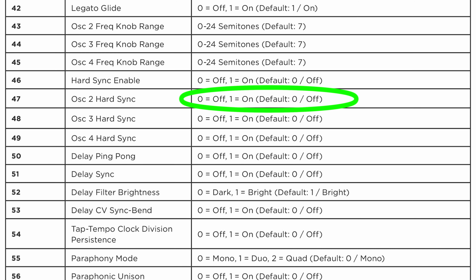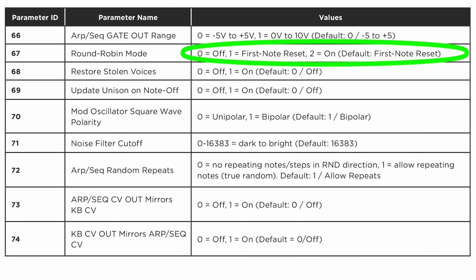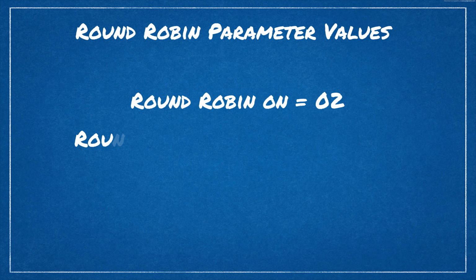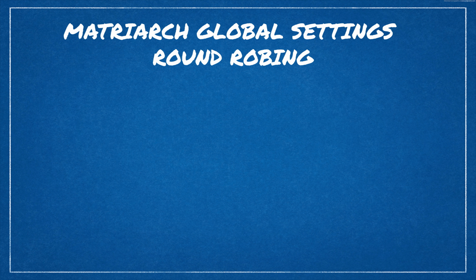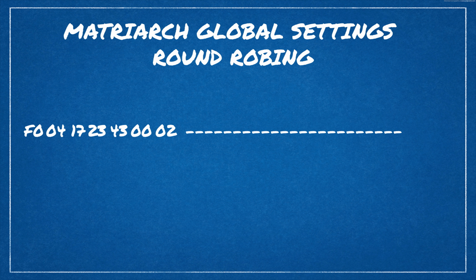In most cases, this will be 0 for off, 1 for on, but there are a few parameters that will need higher LSB values, and round robin is one of those because we have three different states: off, on, and on with reset. So on in this case is 02, on with reset is 01, and off is 00. So now our code looks like this: F0, 04, 17, 23, 43, 00 is our MSB, 02 is our LSB, which is turning round robin mode on, and then our closing bracket F7.